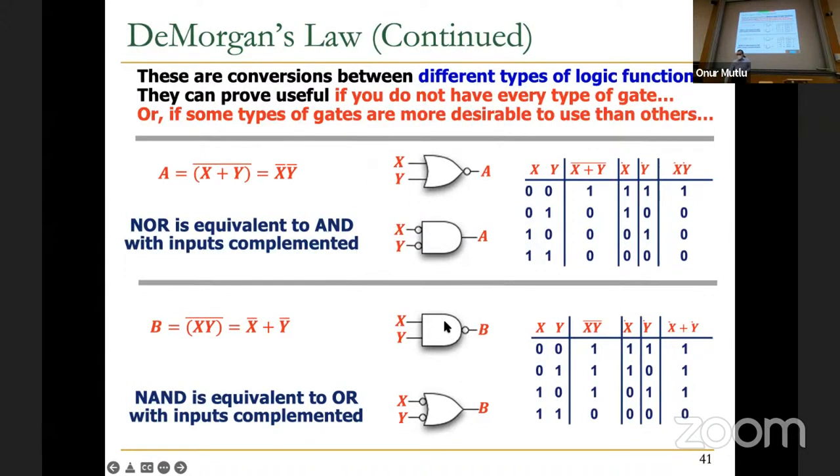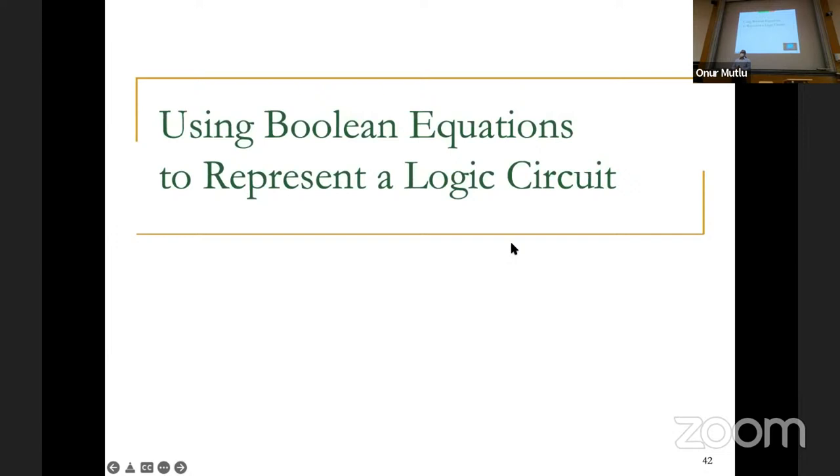And these are the equivalence classes, basically. This gate is equivalent to this gate, essentially, with the inverters, of course. Don't forget the inverters. They're very important. And you can determine this through the truth table. You can determine this through De Morgan's laws. And you can prove De Morgan's laws also, as we discussed. Okay. So that's where we actually stopped off yesterday.